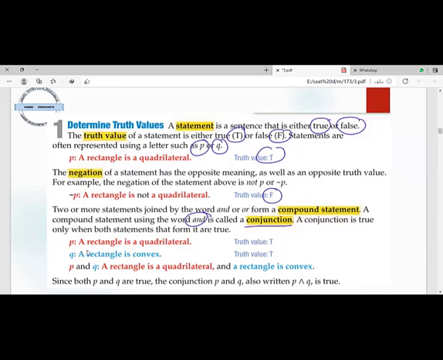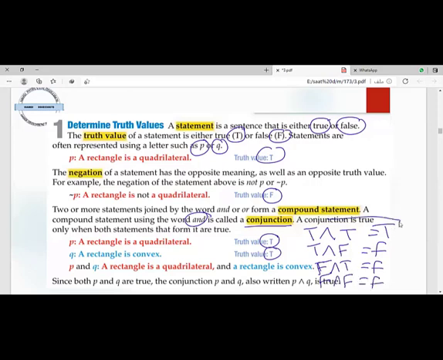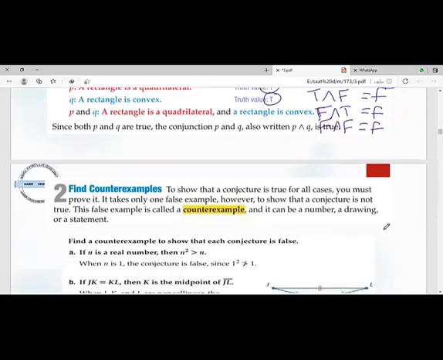For example, a rectangle is a quadrilateral, it's true. A rectangle is convex, it's true. So P and Q, true and true is true. True and true equal true. True and false equal false. False and true equal false. False and false equal false. So both statements must be true for the conjunction to be true.